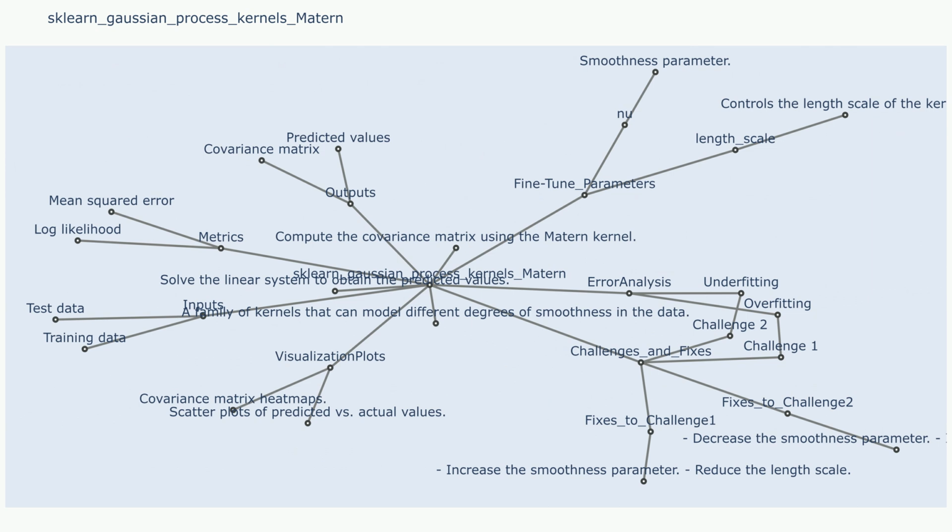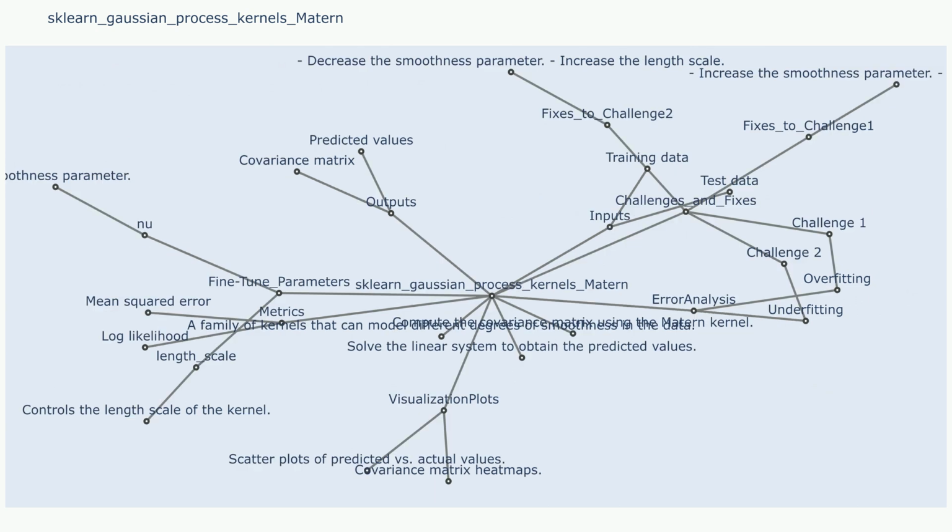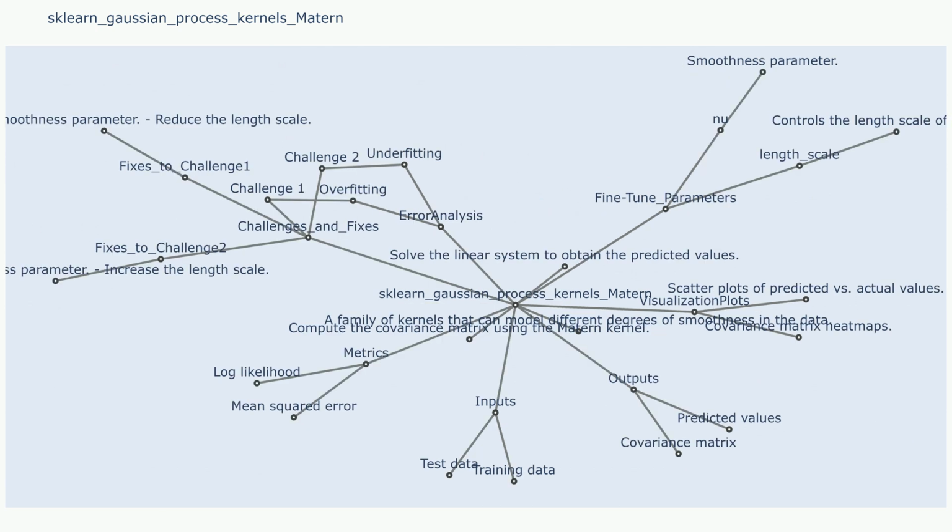Challenge 2. Poor performance on data with complex dependencies. The Matern kernel may struggle to capture highly nonlinear relationships in the data. Sample use case that resulted in challenge 2. Using a Matern kernel to model a dataset with strong periodic patterns. Fixes to challenge 2. Use a different kernel. Consider using a more flexible kernel, such as the rational quadratic kernel or a custom kernel designed for the specific data.